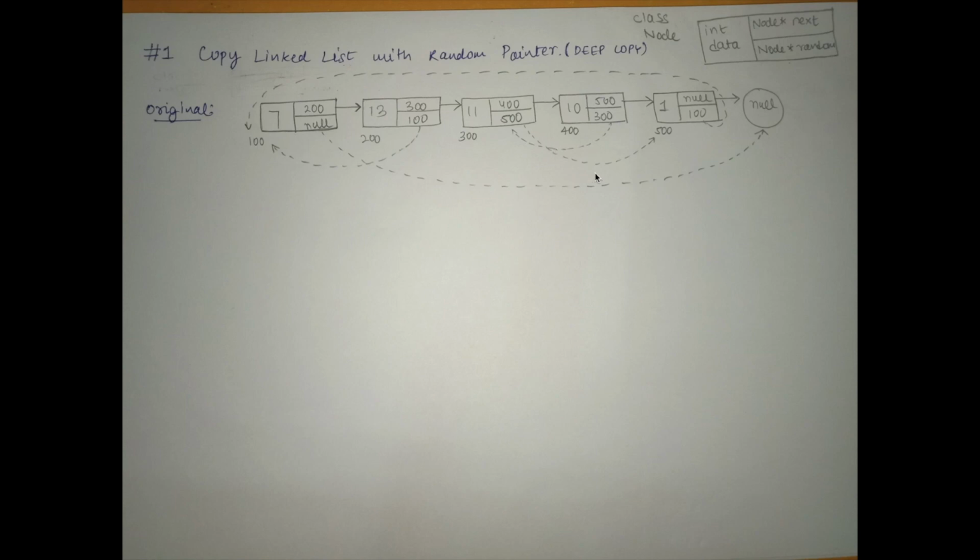These all are the nodes of the linked list, and 100, 200, 300 are the memory addresses of all the respective nodes. And let's look at the random pointer only here. Now the first node's random pointer is pointing to null. The second node random pointer is pointing to the first node. Third node's random pointer is pointing to the fifth node. Fourth node's random pointer is pointing to third.